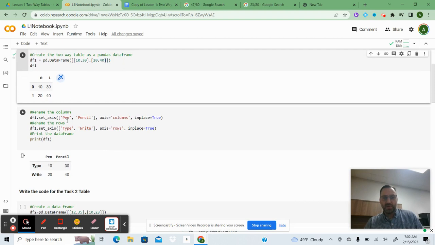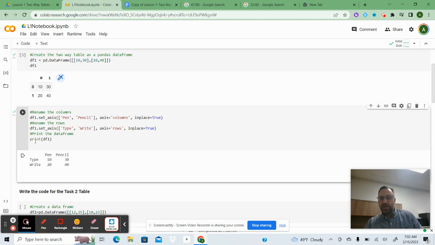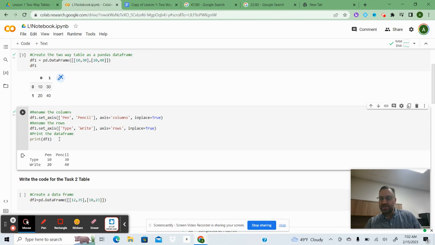And then what you do is put set axis, the columns I'm going to call pen and pencil, and then set axis, the rows I'm going to call type and write, and then you can print it. Now you could do print data frame 1, or with this you could really just put in data frame 1.